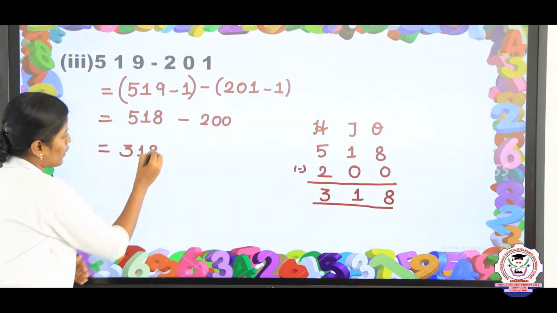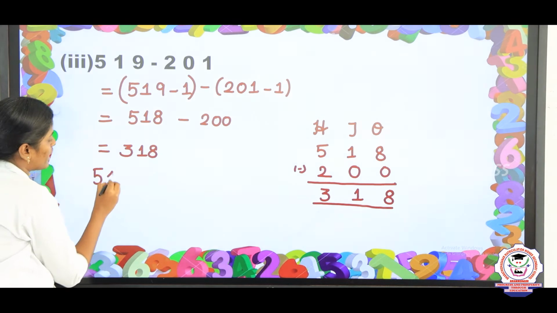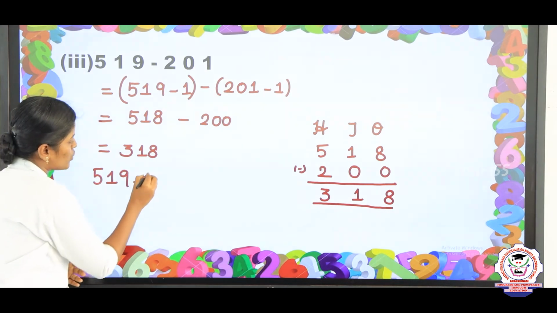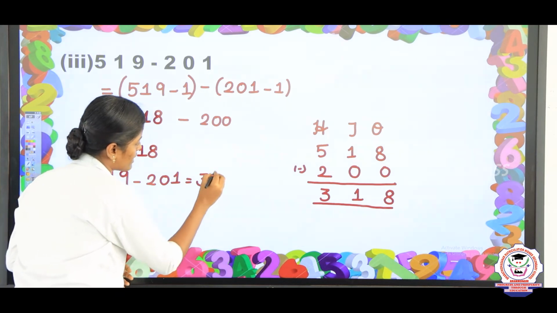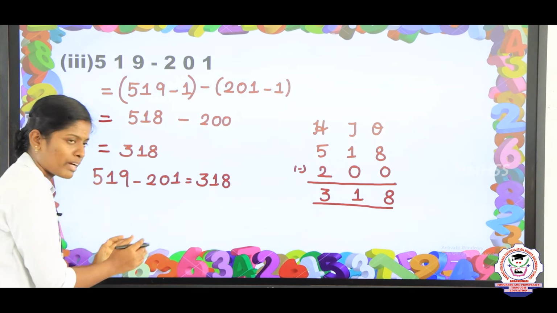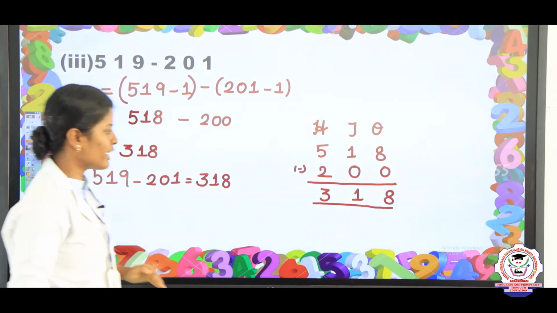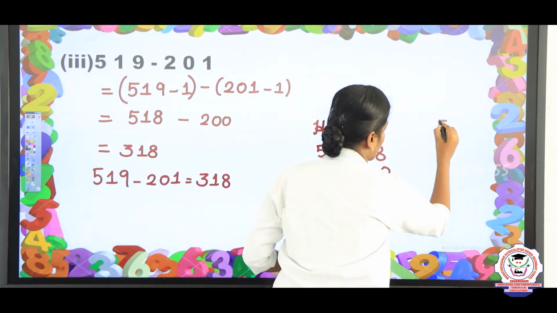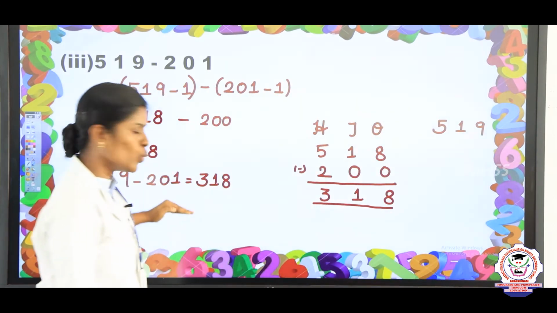318. Now take the question: 519 minus 201 equal to 318. Now we are going to check whether the subtraction is right or wrong. Do the normal subtraction. Take 519 minus 201.